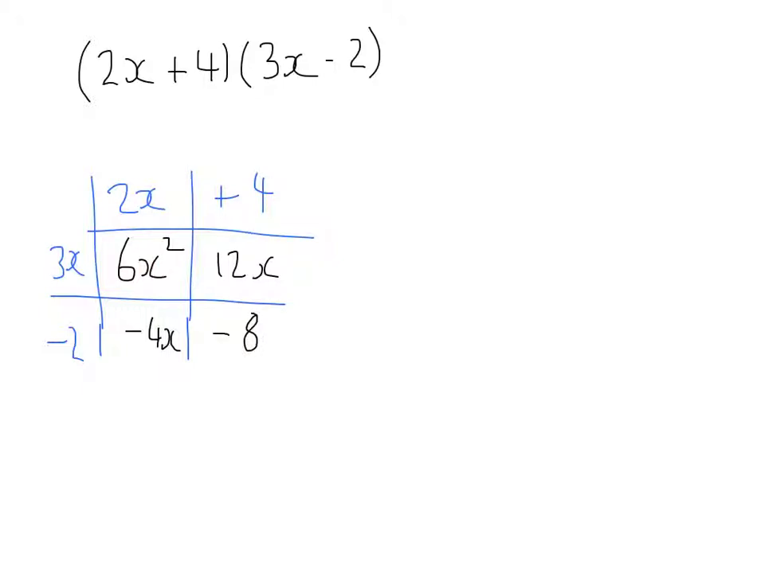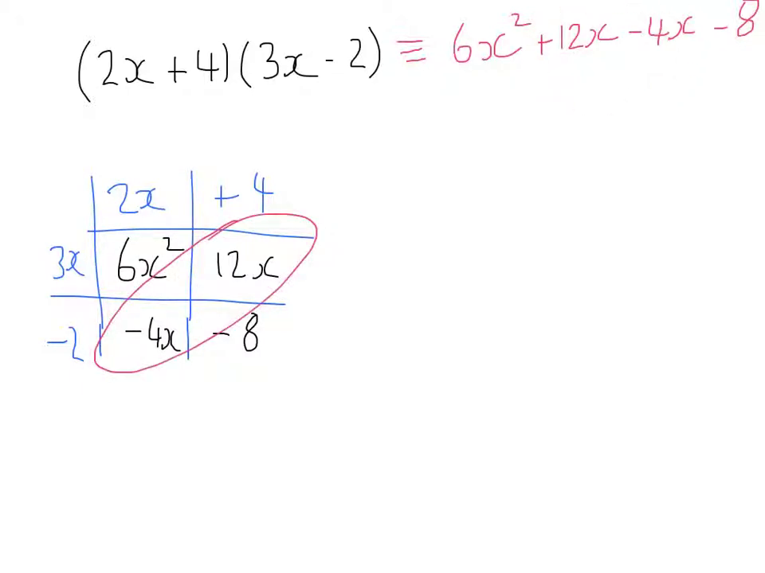So now we can take each of these four terms and rewrite our expression. 6x squared plus 12x minus 4x minus 8. We can simplify this expression by collecting the two like terms in the middle, those two there. So we still have 6x squared, but now 12x subtract 4x becomes 8x. And we're done.